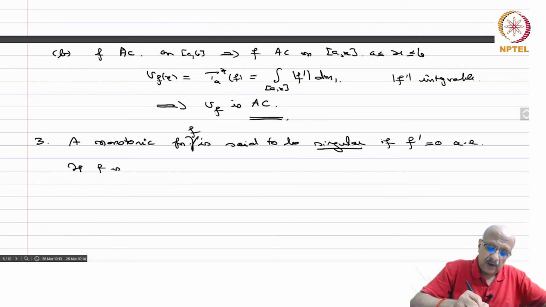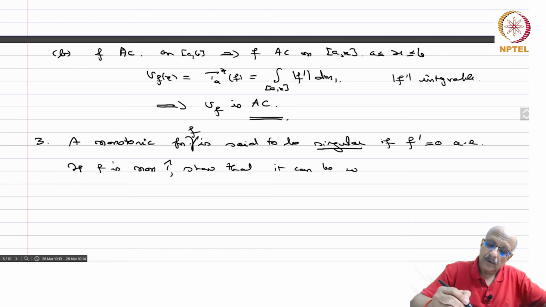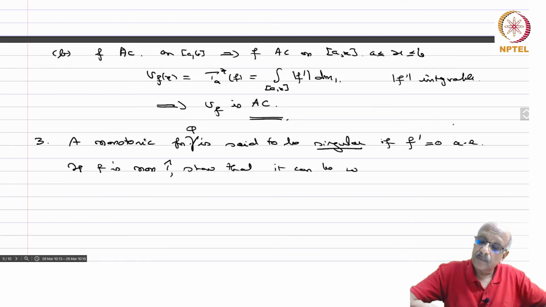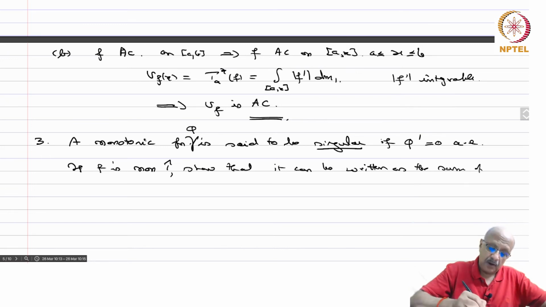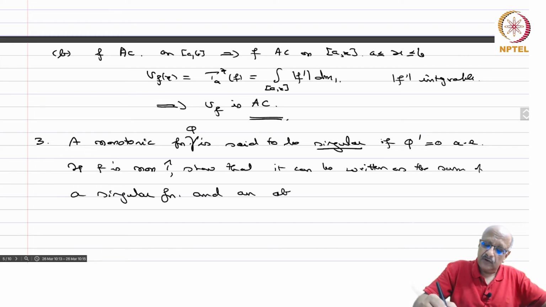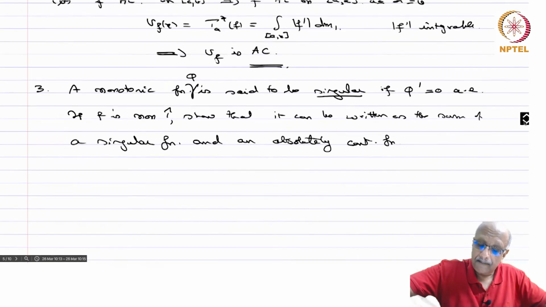If f is monotonic increasing, show that it can be written, so as not to give you confusion between the two f's here, as the sum of a singular function and an absolutely continuous function. Solution.